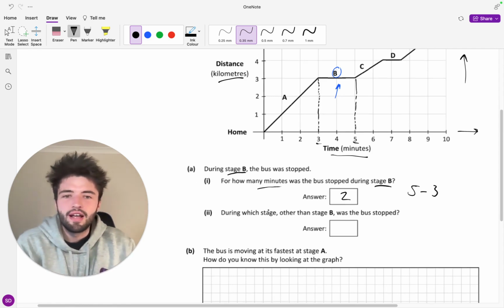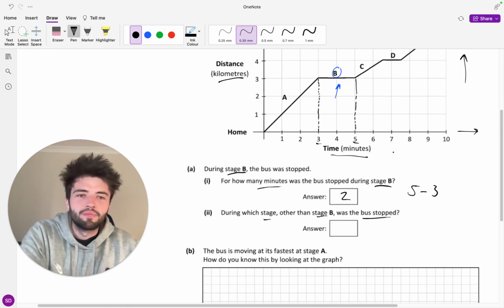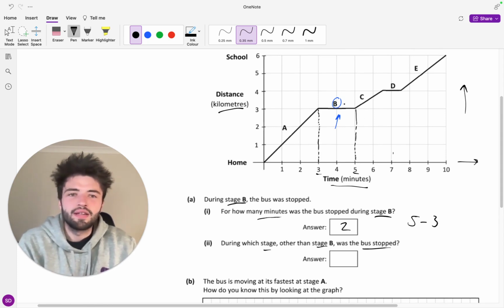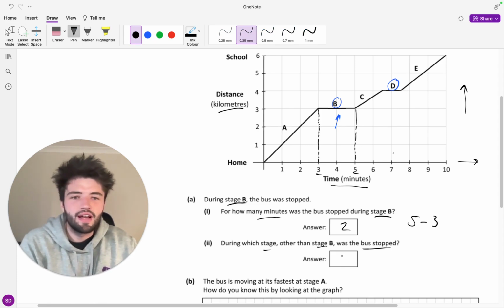For part 2, we're asked during which stage other than stage B was the bus stopped. This is a test of whether you can spot where something like stage B happens again. So we're looking for a flat line here, because we want a place where time was still going, but distance did not increase. This is good practice on rates of change and understanding these things with time and distance. We can see that this happened at stage D. Stage D is also a flat line, and we don't have to figure out how long stage D is. We just need to answer for part 2 that it was stage D. So we just put D in this box.